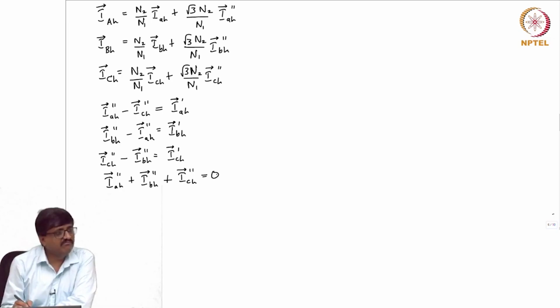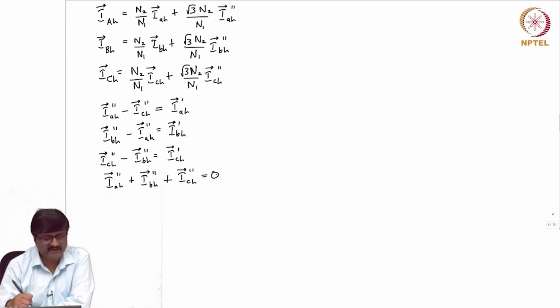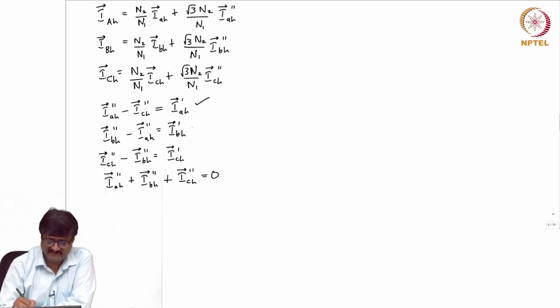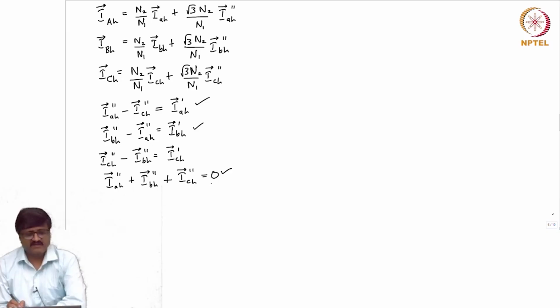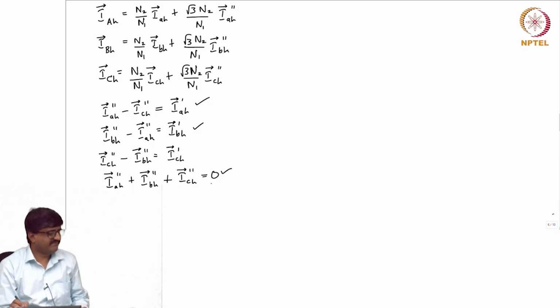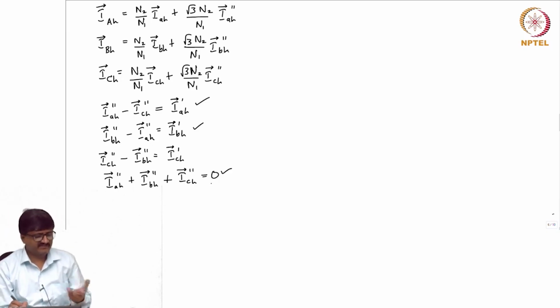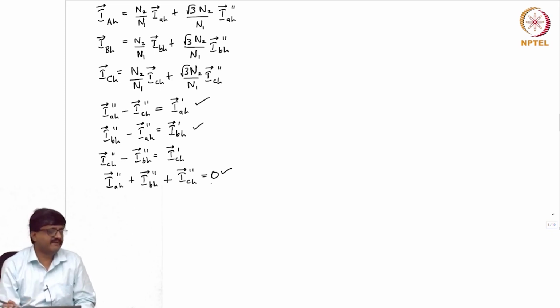So now it's not 4 equations. I have to take any 3 equations, so any 2 among these 3. Suppose I take the first 2 and then this one. If I solve these 3 equations for IAH double prime, IBH double prime and ICH double prime, I get the expressions in terms of the single prime quantities.